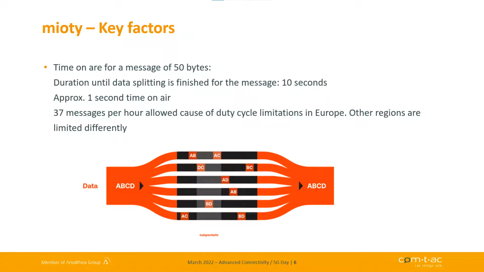Then let's dive into the mioty technology. The mioty technology uses data splitting, which means it splits the transmission message into a lot of small packages and transmits them with some redundancy. For example, if we want to transmit 50 bytes over the mioty network, we always have 1 second time on air, but until the message is really sent, the device needs approximately 10 seconds. We can send approximately 37 messages in 1 hour. This is really a limitation you have to take into account for your application. So if you need faster feedback, the device needs some edge intelligence to only announce if something happened which you want to know.